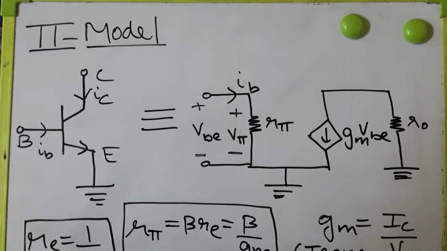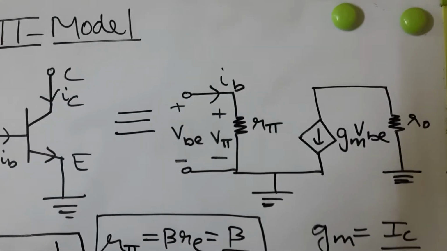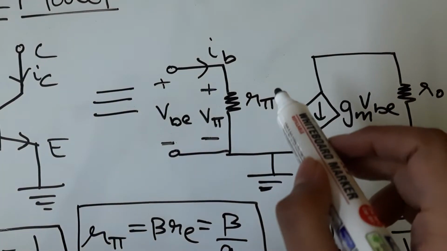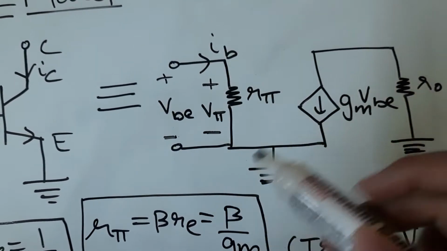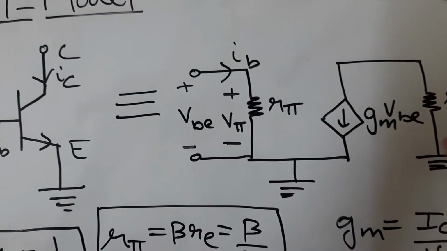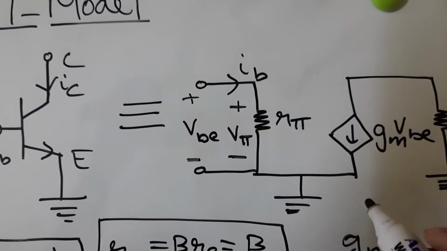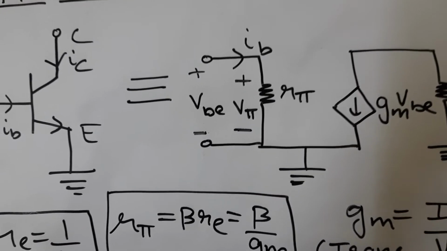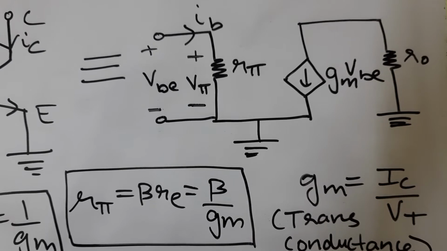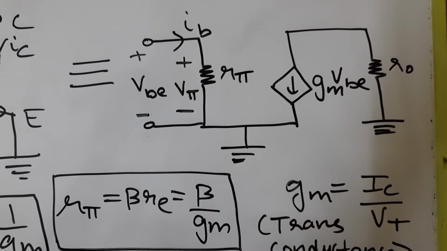Today I will be discussing the pi model. Now let's see the pi model. In the pi model, we have a resistance R pi and Gm into VBE as the current. Now here we have a new parameter called the Gm. Gm is nothing but the transconductance given by IC by Vt, where Vt is the thermal voltage.